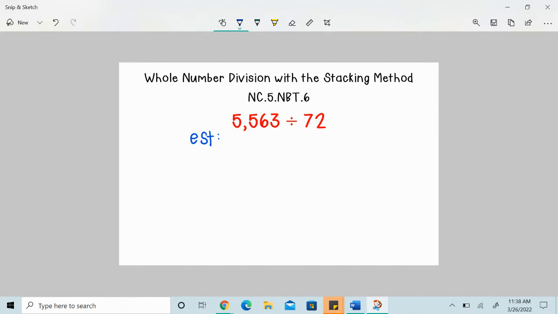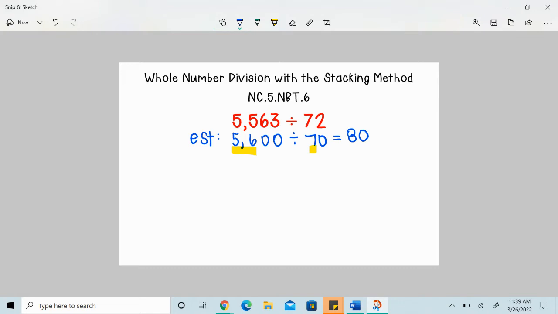So when I look at 5,563, I'm thinking if I round that to 5,600, which it is close to, I can then round 72 to 70, and I can then use my multiplication fact of 7 times 8 gives me 56 to help me estimate the quotient. So now I can look at 5,600 divided by 70, and I can think, well, I know that 70 times 80 is what would give me 5,600. So this can let me know that my estimated quotient is 80. So again, when I solve, I would expect that the answer will be somewhere around 80.